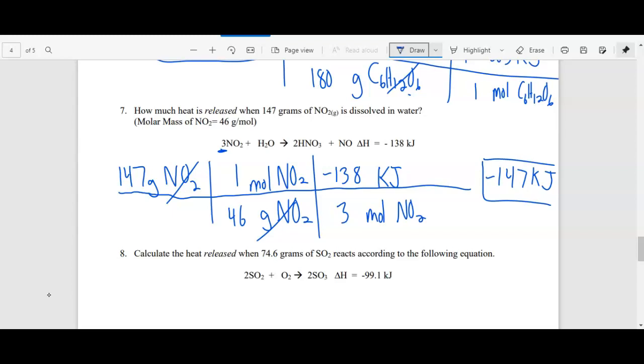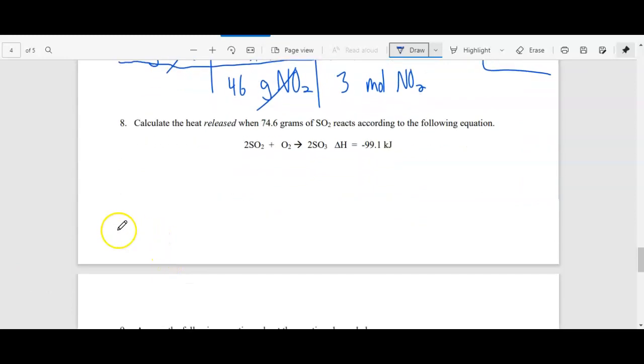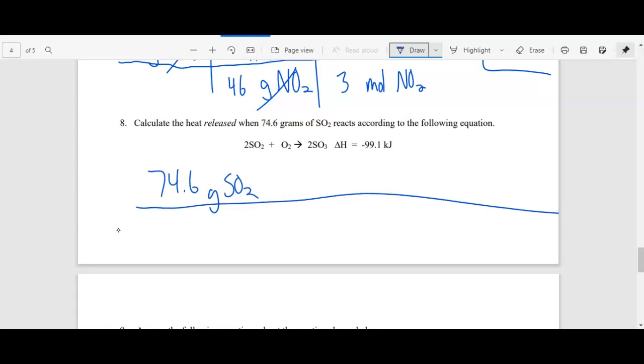Last thing on here: calculate the heat released when 74.6 grams of SO2 reacts with the following equation. So for this one here, we've got 74.6 grams of SO2. Do the same thing we've been doing. Bring down grams of SO2. We're going to go back to moles of SO2. It's always 1 mole whenever we're doing grams. This time they didn't provide it to us, so we're going to have to go find it.